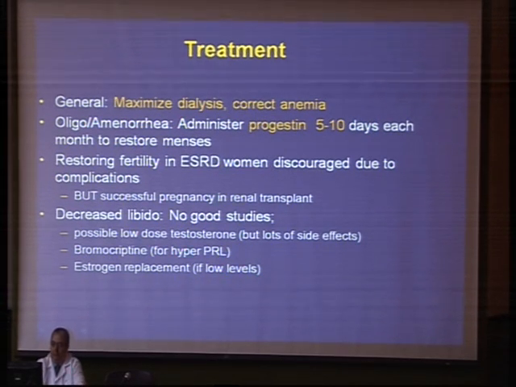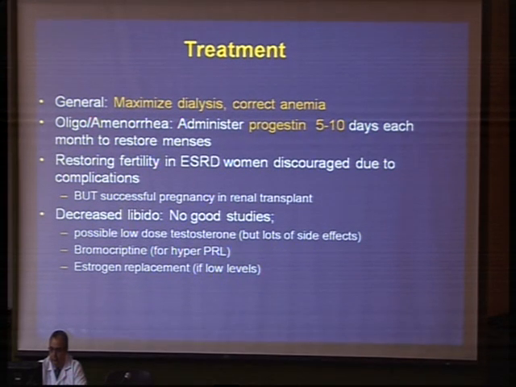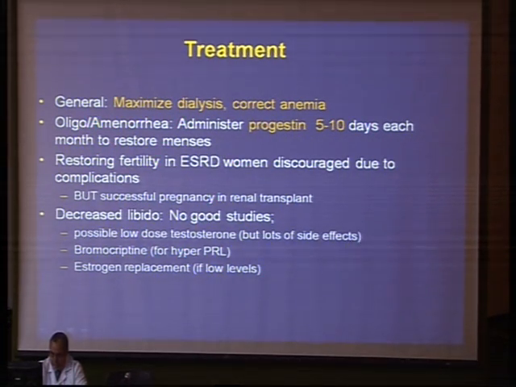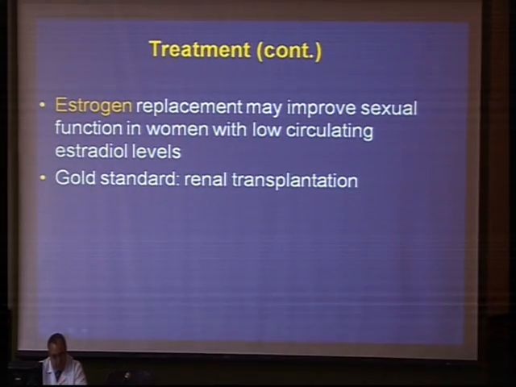Lastly, treatment. Maximize dialysis, correct anemia, and for oligomenorrhea, hormone replacement like progestin, 5 to 10 days each month, to restore menses. Restoring fertility in end-stage renal disease women is corrected due to complications, but success of pregnancy is seen in renal transplant. After that, patients sometimes regain normal function. There are few studies on this; I researched more, but I found little publication about this. Possible options are low-dose testosterone, bromocriptine, and estrogen replacement.